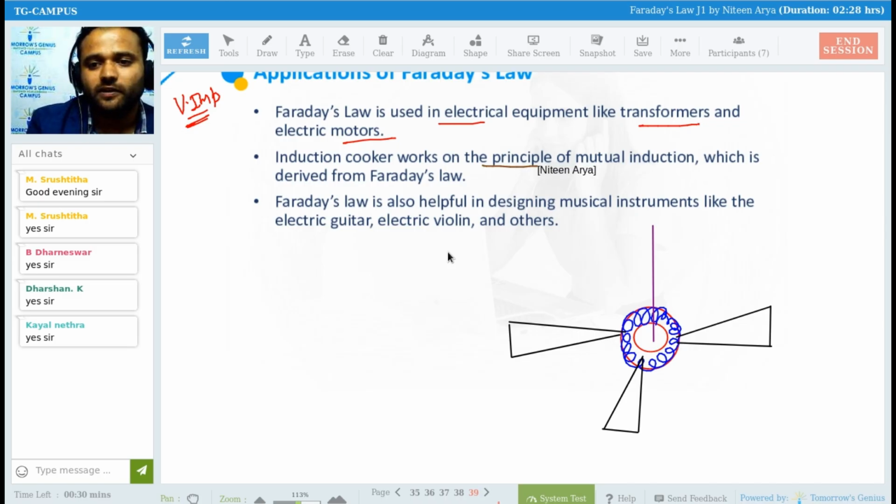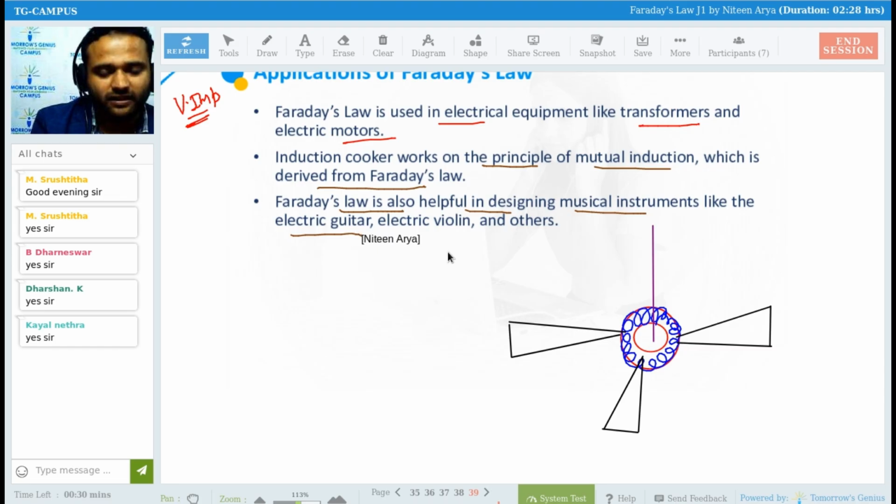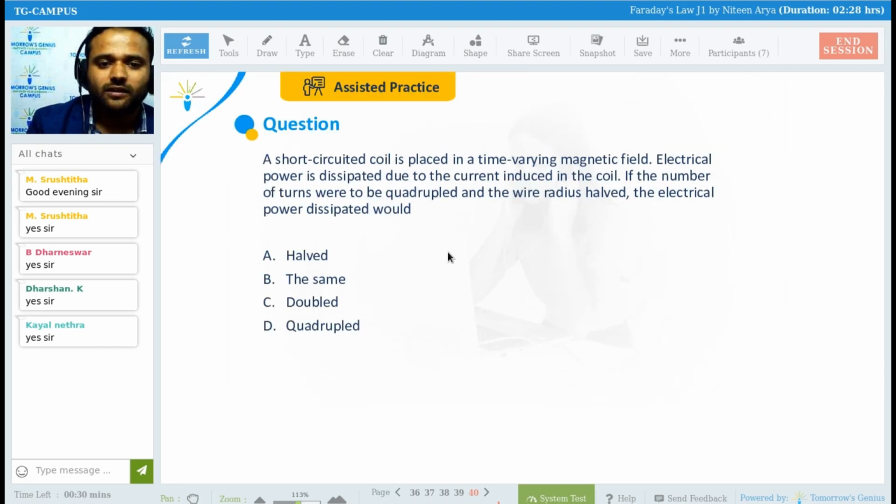Induction cooker works on the principle of mutual induction, which is derived from Faraday's law. We are going to discuss that. Faraday's law is also helpful in designing musical instruments like the electric guitar, electric violin, and others. So these are the basic things. Now do this question. We still have 25 minutes.